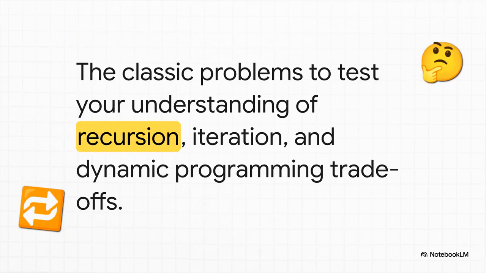Fibonacci and factorial. These two are practically a rite of passage in computer science. They are the absolute go-to problems for testing if you understand recursion, a function that calls itself. But they're also a great chance to show you understand the trade-offs and that you can solve them another way, maybe iteratively, to avoid some of the performance problems that recursion can cause.